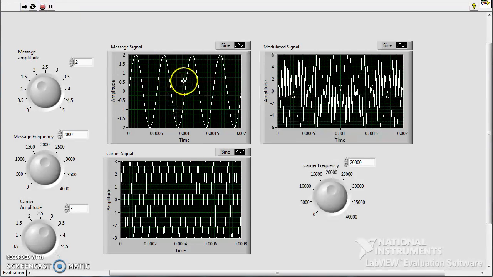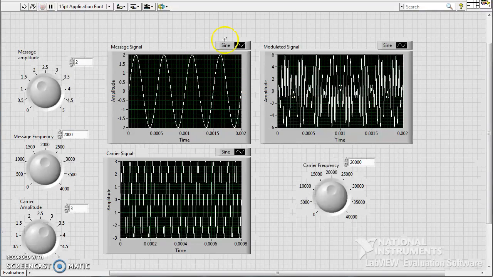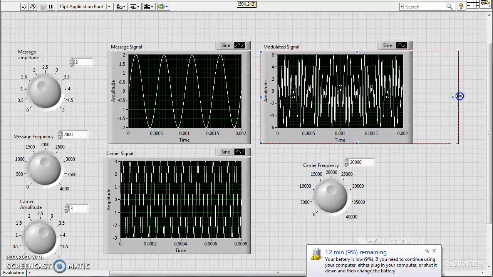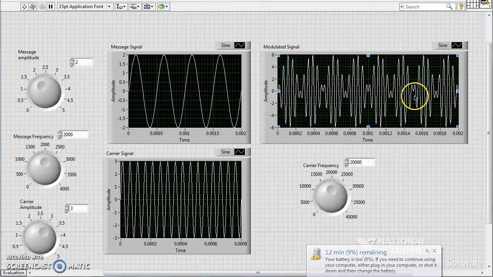The message signal waveform, and similarly the carrier signal waveform, are on the scope. Coming to the modulated signal waveform, you can see that we have phase shifts at every zero crossing of our message signal. I'll expand it a bit and show you. Stop the simulation, expand the waveform graph.